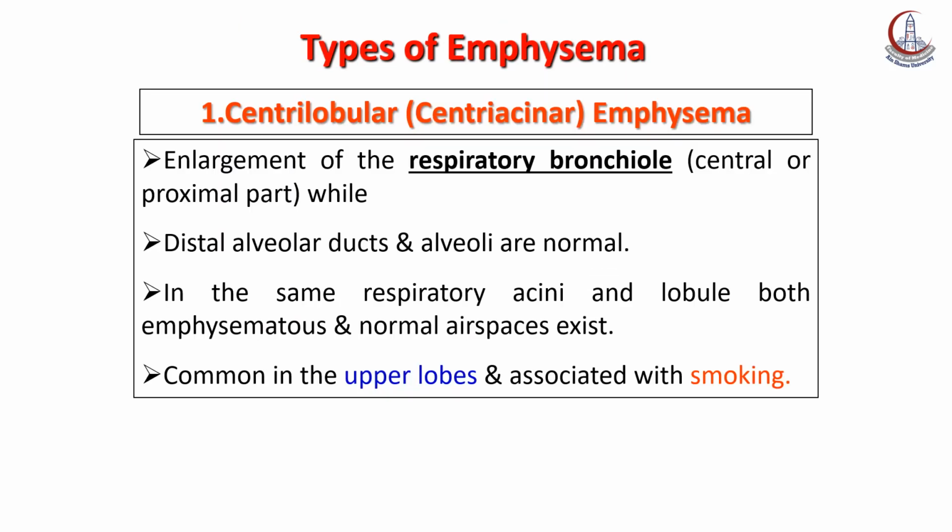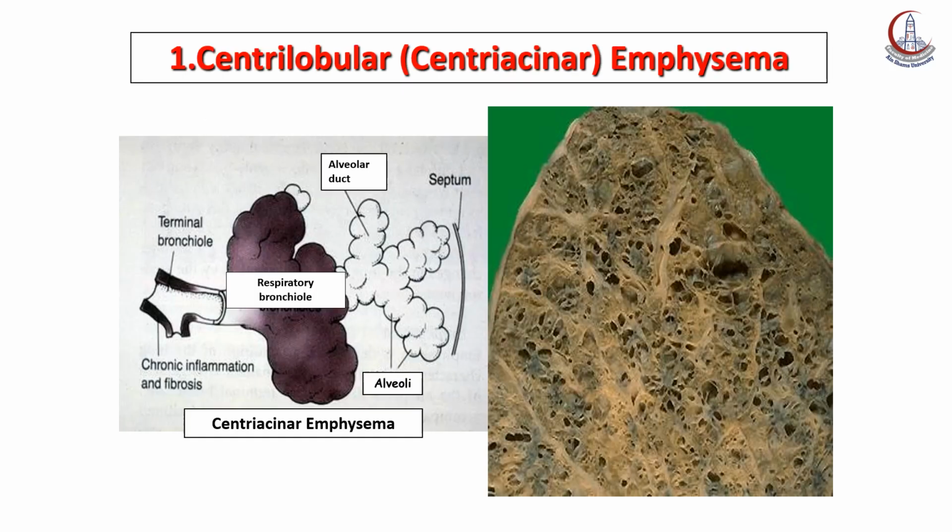In centriacinar emphysema, there is enlargement of the respiratory bronchiole, the central or proximal part of the lobule, while the distal alveolar ducts and alveoli are normal. This type is very common in the upper lobe and is associated with smoking. This diagram shows the involvement of the respiratory bronchiole in centriacinar emphysema. Here the alveolar duct and alveoli are normal. The gross picture of centriacinar emphysema shows scattered dilated air spaces in the lung tissue.